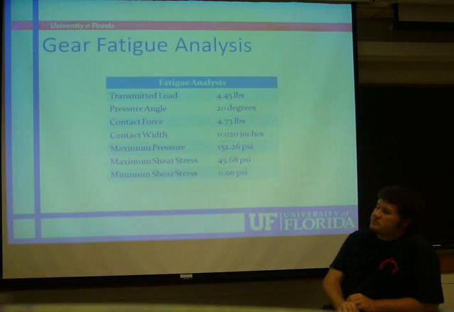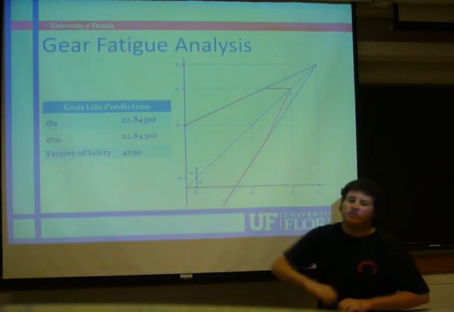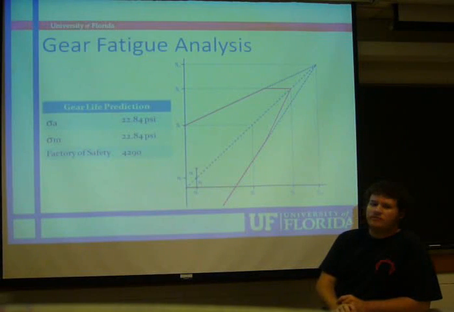What we found was a maximum pressure of 152 psi being applied to the gears, and a maximum and minimum shear stress of 45 and 0 psi respectively. We used the modified Goodman failure criteria for gear life prediction, and we found that we were operating down in this range, so we have an infinite gear life.